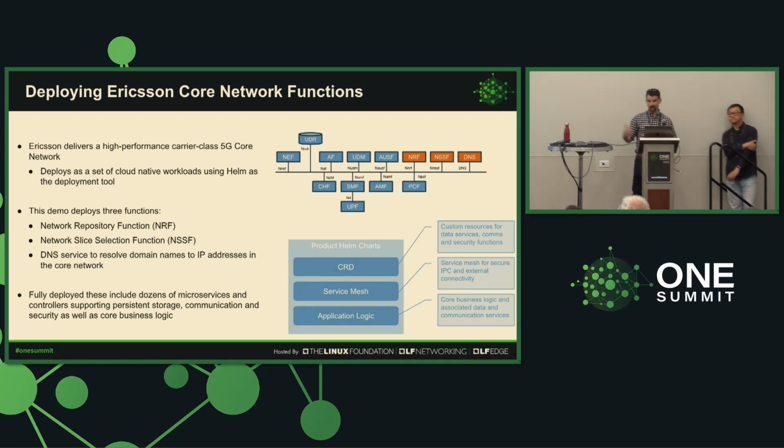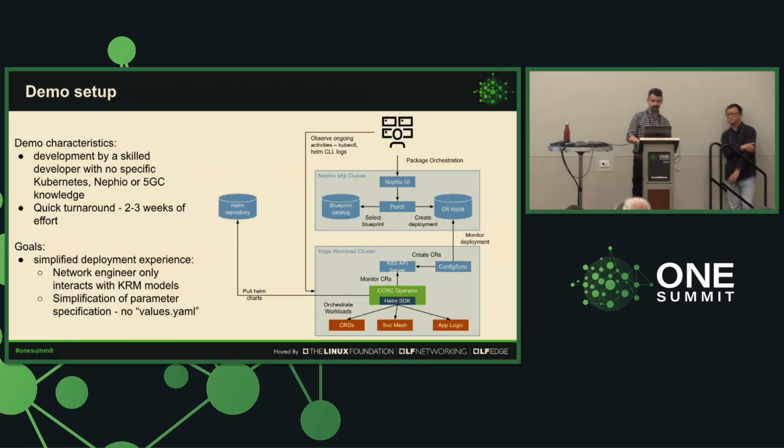When they're fully deployed, they consist of a number of different microservices. There's databases and communication components, as well as some of the core business logic. And there's three main Helm charts that are used to deploy it. So there's a CRD Helm chart, which deploys some custom resources. There's a service mesh Helm chart, which you can guess what that deploys. And then there's some application logic, which is the core business functionality of the NRF, the NSSF, and the DNS, and so on, which also brings a bunch of other services with it.